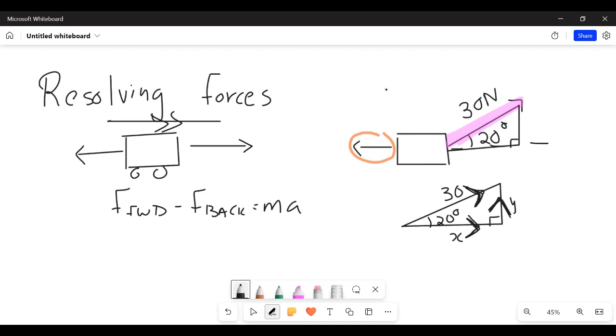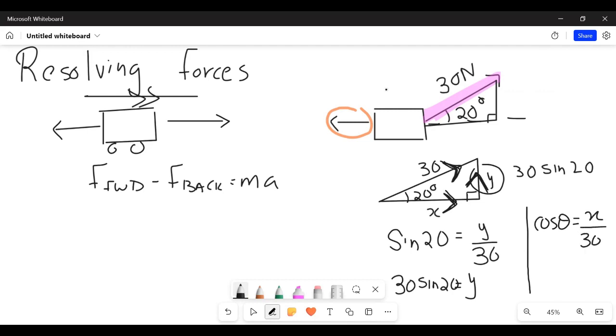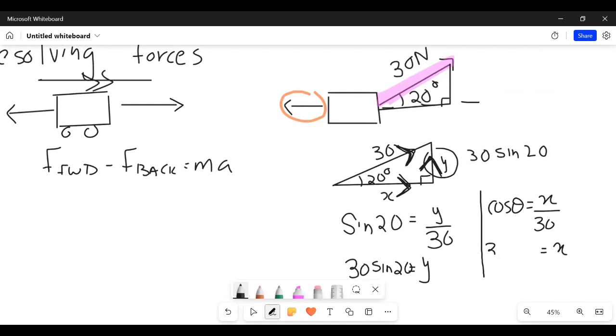Now let's break down the components. So for Y, I can use SOH. So sine 20 equals opposite Y over hypotenuse 30. So Y is going to be 30 sine 20. And to find X, I'll use cos theta, which equals adjacent over hypotenuse, or base over hypotenuse. So X would be 30 cos theta.